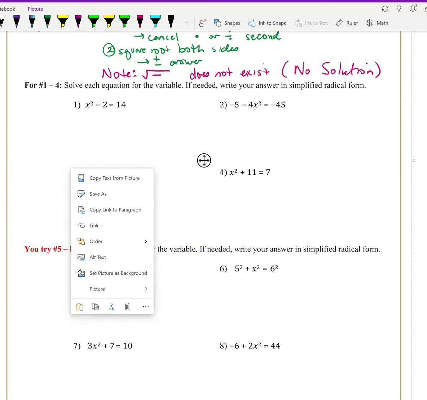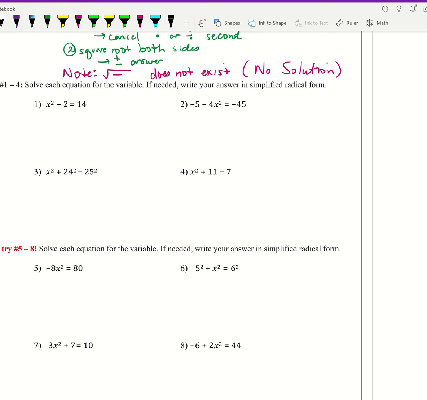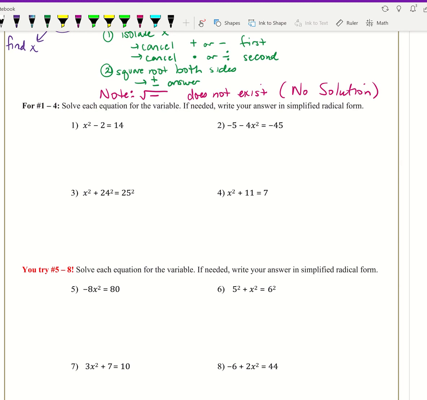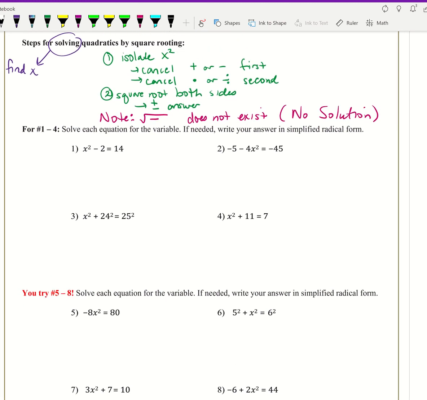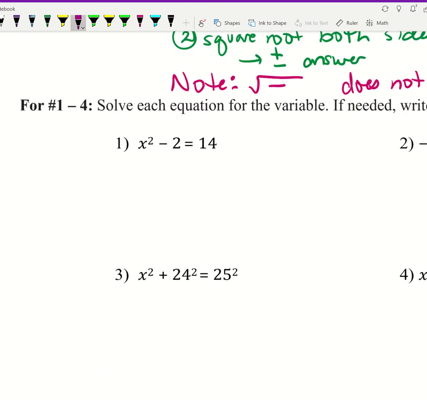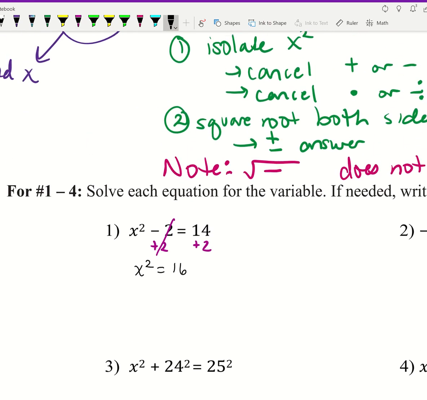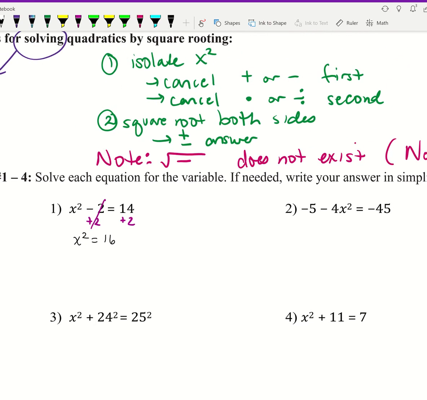All right, question number 1. I want to solve this equation for the variable, and if needed, I want to write my answer in simplified radical form. So if I follow the steps that we've got written above, I want to isolate the x squared by canceling any addition or subtraction that's on that same side. I'll do that through inverse operations. So I have this x squared minus 2. I'm going to add 2 to both sides in order to work on isolating the x squared. If I rewrite this, x squared is equal to 16. Now, if I have any multiplication or division, I'd like to do that second, but I don't have that here. So I'm going to move on to step 2, which is to square root both sides.